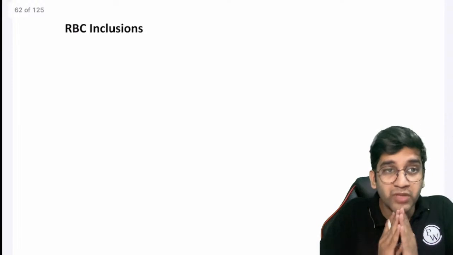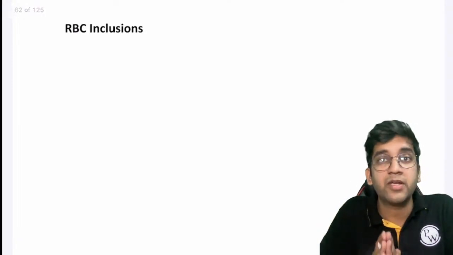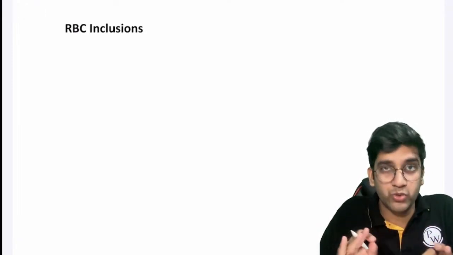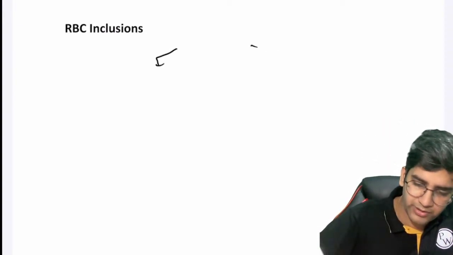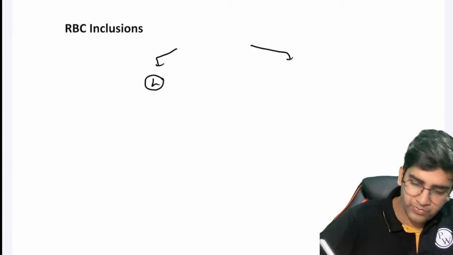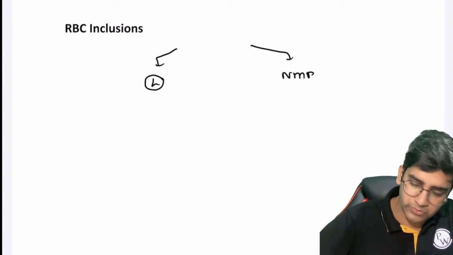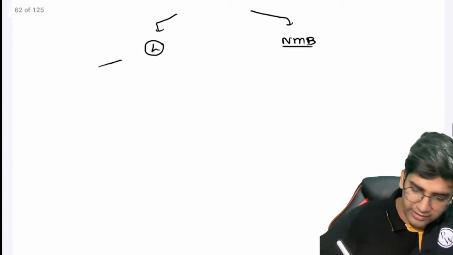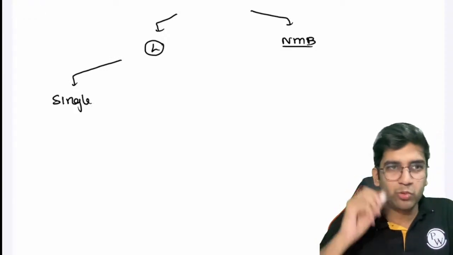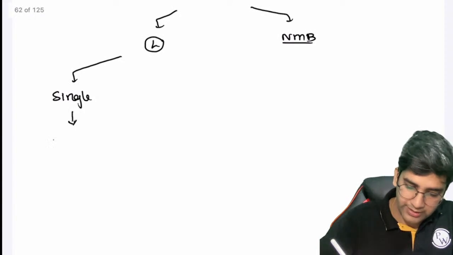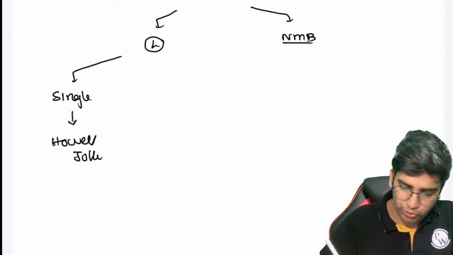Use this flowchart. Read this flowchart the day before the exam. If it comes in exam, it will definitely be useful because there's a chance you might forget them, right? So, okay. In Leishman, if I see a single inclusion, a tiny blue dot in Leishman, I call it an oval Jolly bodies. Okay, it's a Howell-Jolly body.